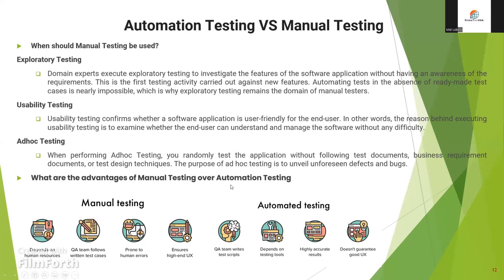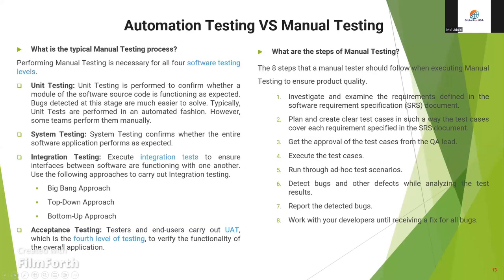So the advantage of manual testing over automation testing: manual testing depends on human resources. You follow the written test cases, and sometimes it's prone to human errors, and it ensures a high user interface quality. Whereas in automation testing, you write the test scripts, it depends on the testing tools, and it has accurate results and does not guarantee you a good UI experience.